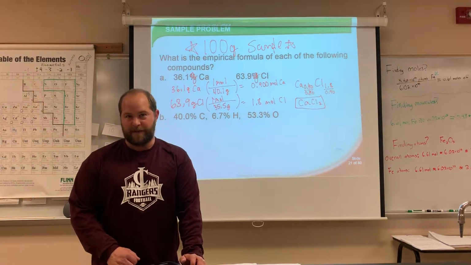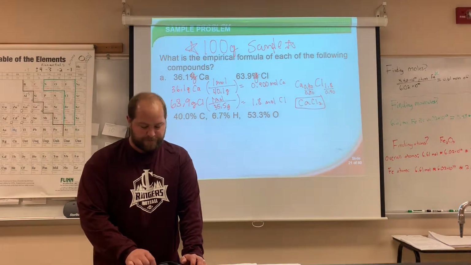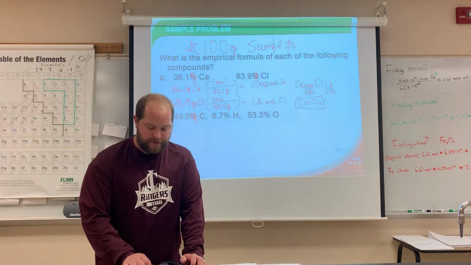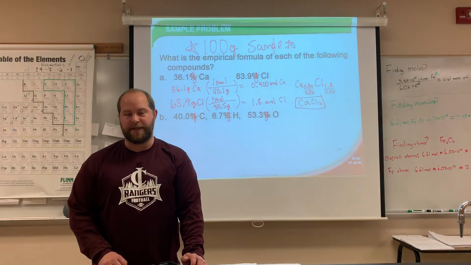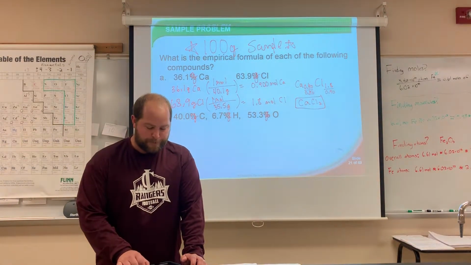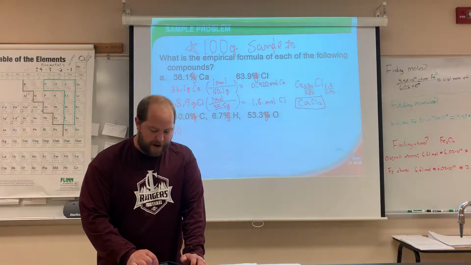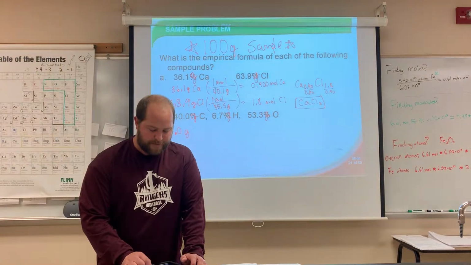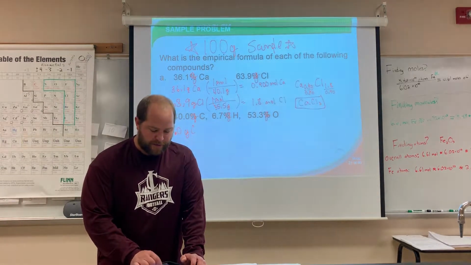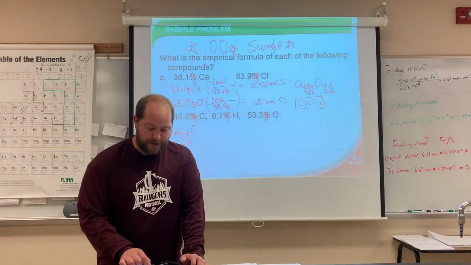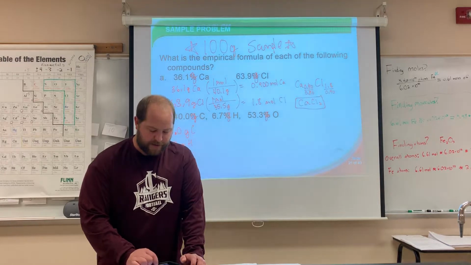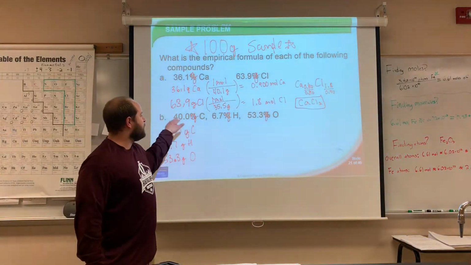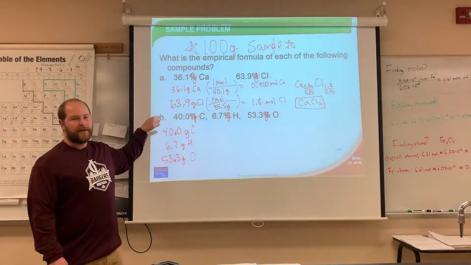This one's kind of fun because we have 3 elements. So step 1, make that assumption. Convert those percent signs to grams. Step 2, convert the grams of each of those to moles. So I have 40 grams of carbon, 6.7 grams of hydrogen, and 53.3 grams of oxygen. And again, this percent data is from that fancy piece of equipment.